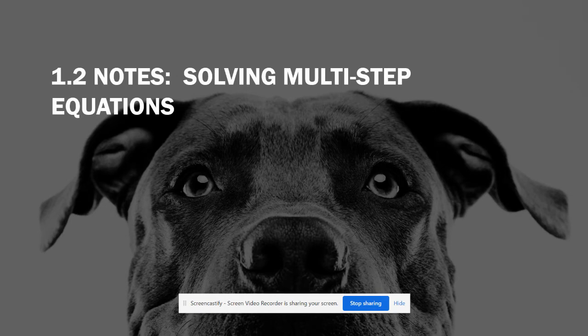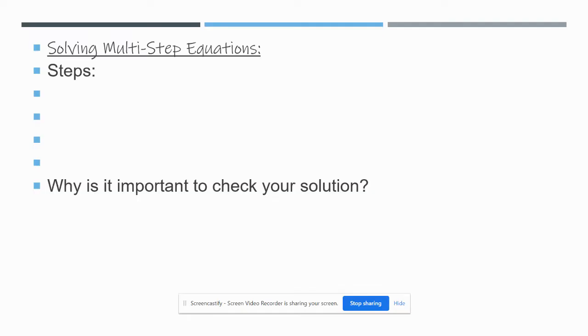Welcome back, everybody. Today we're going to talk about solving multi-step equations, section 1.2 notes. We're going to discuss the steps that we can use. We can simply call it SADMEP, which is PEMDAS backwards. You start with subtraction, addition, then you go to division, multiplication, then exponents, roots, things like that, and then parentheses or grouping symbols.